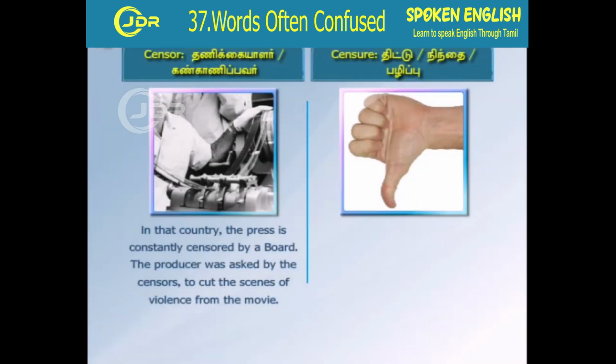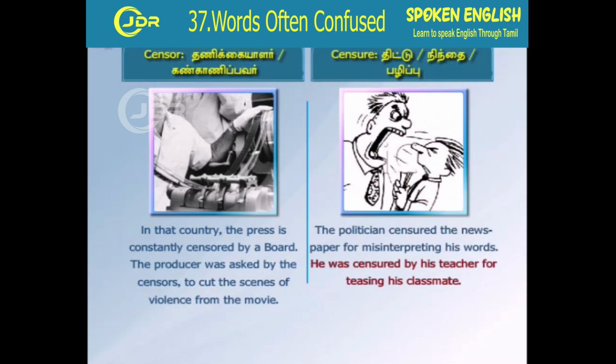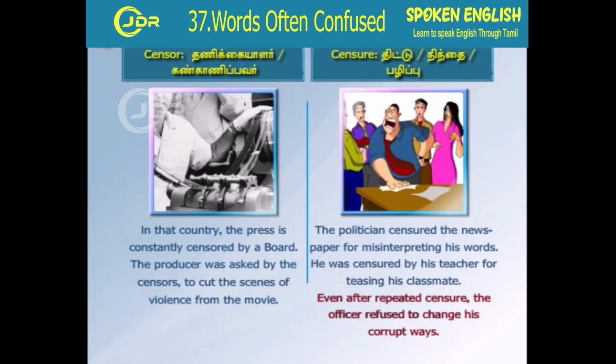Censure. Thittu. Nindai. Padippu. The politician censured the newspaper for misinterpreting his words. He was censured by his teacher for teasing his classmate. Even after repeated censure, the officer refused to change his corrupt ways.